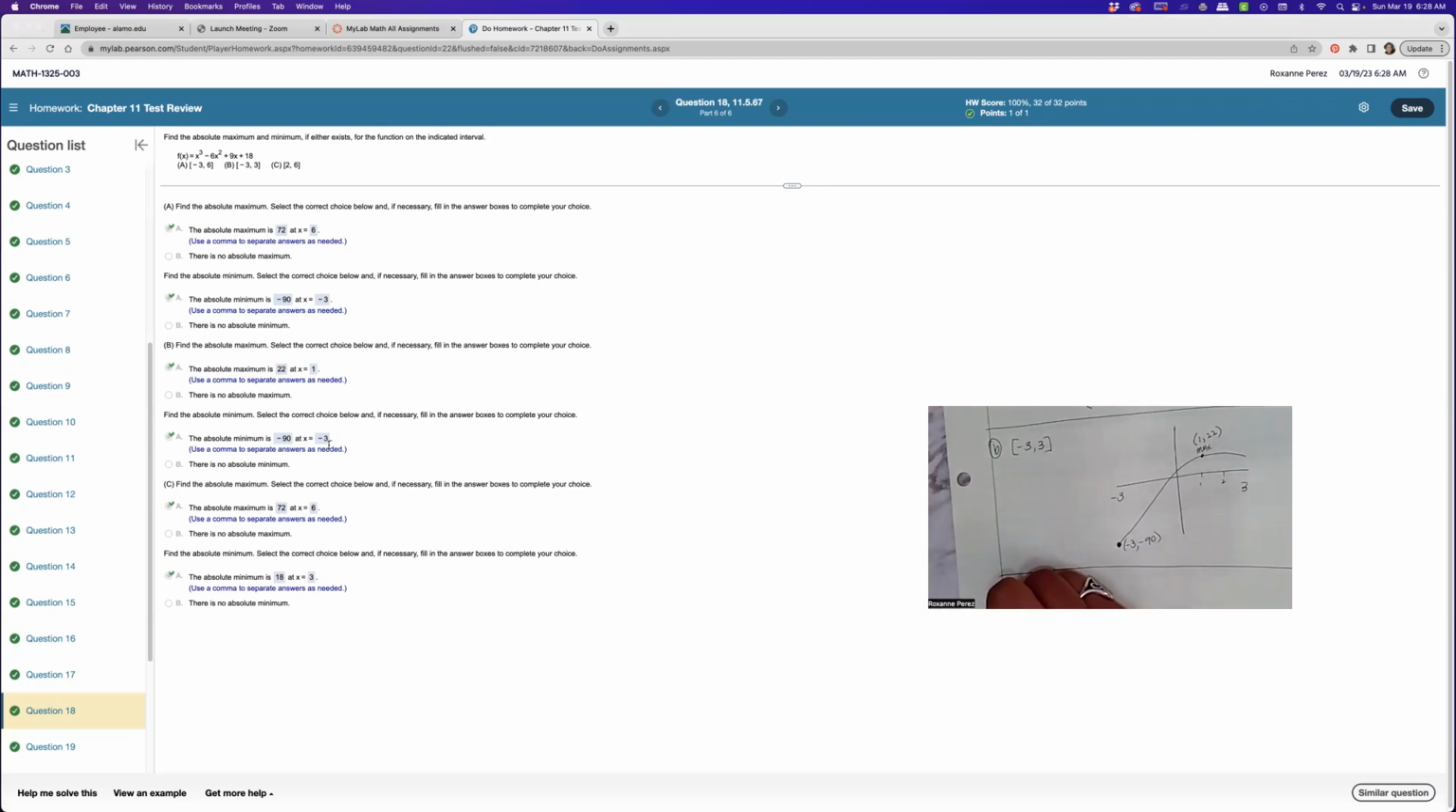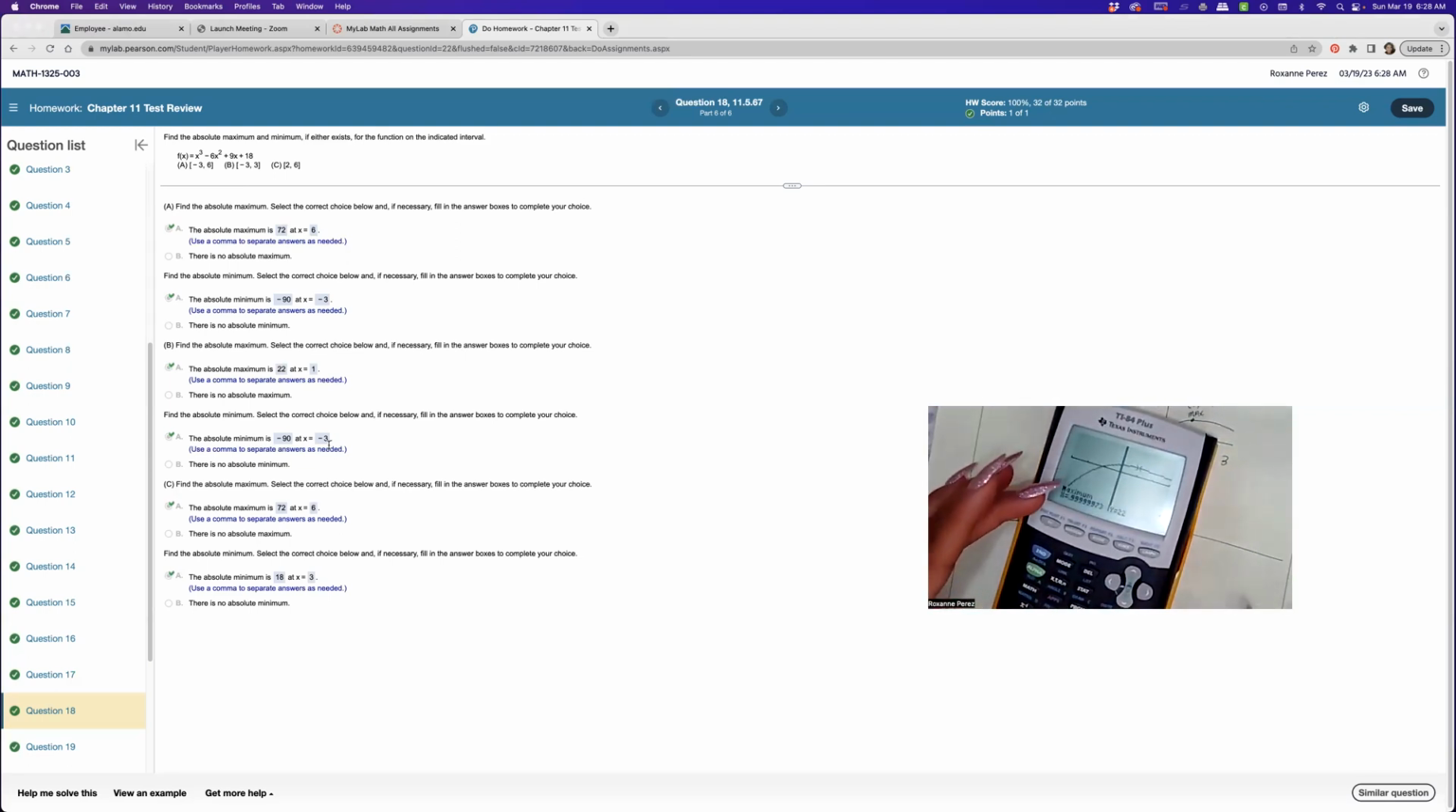Now let's do part C, which is over the domain from 2 to 6. So we're going to change our graph one more time. Let's change our window. We're going to change our x min to 2 and our x max to 6. Let's graph that. And I need to make my y back to 100. Okay, perfect.